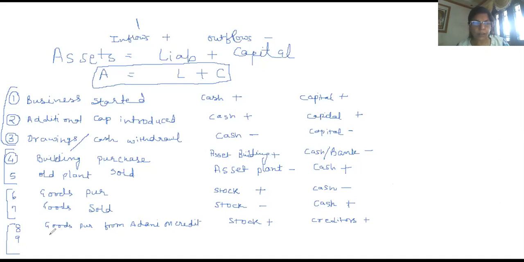Creditors will increase. The next, goods sold to Ambani on credit. Simple, we are selling the goods. That's why the value of stock is reducing, but the value of debtors will increase. Debtors means asset, the persons who will give us the money.